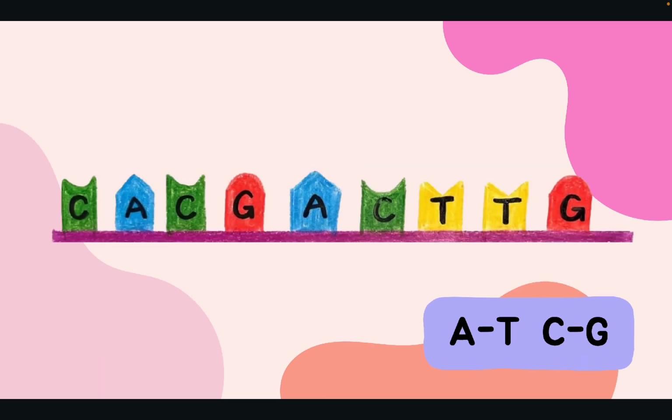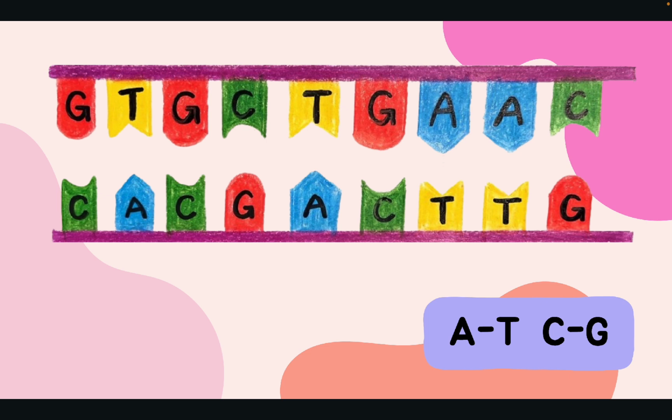By knowing this, we are able to figure out the complementary sequence of bases of a strand. For example, if we have a strand of DNA with bases of CAC, GAC, TTG, we can figure out the bases on the other strand, which are GTG, CTG, AAC.